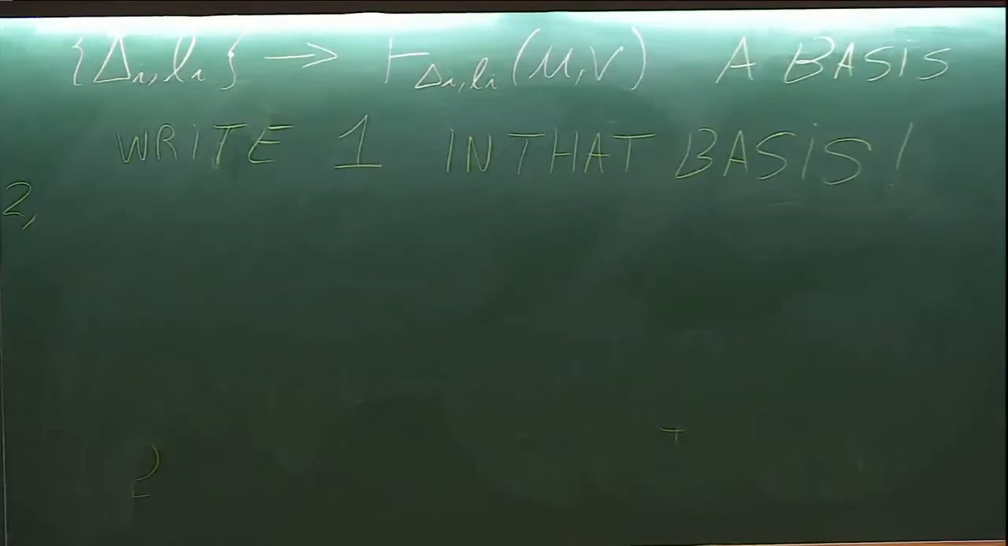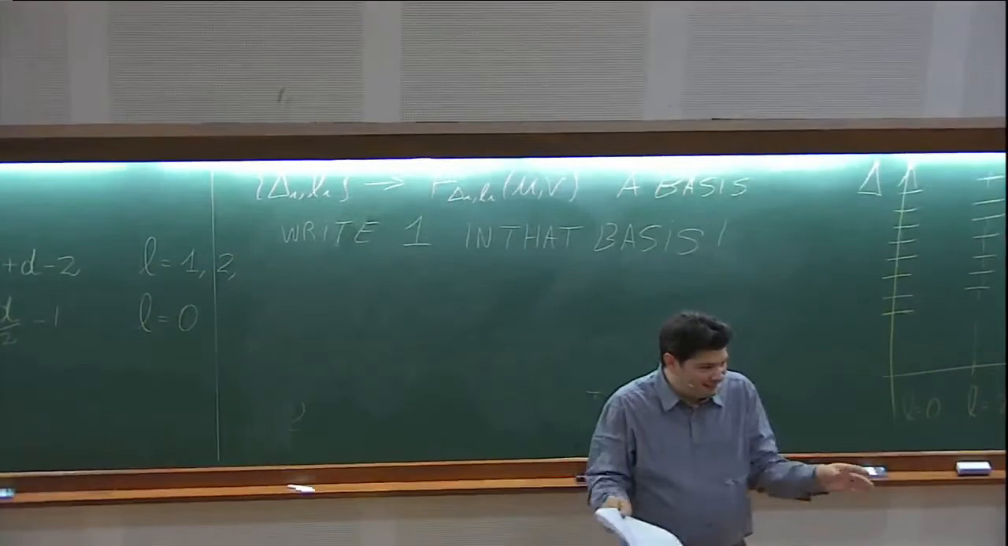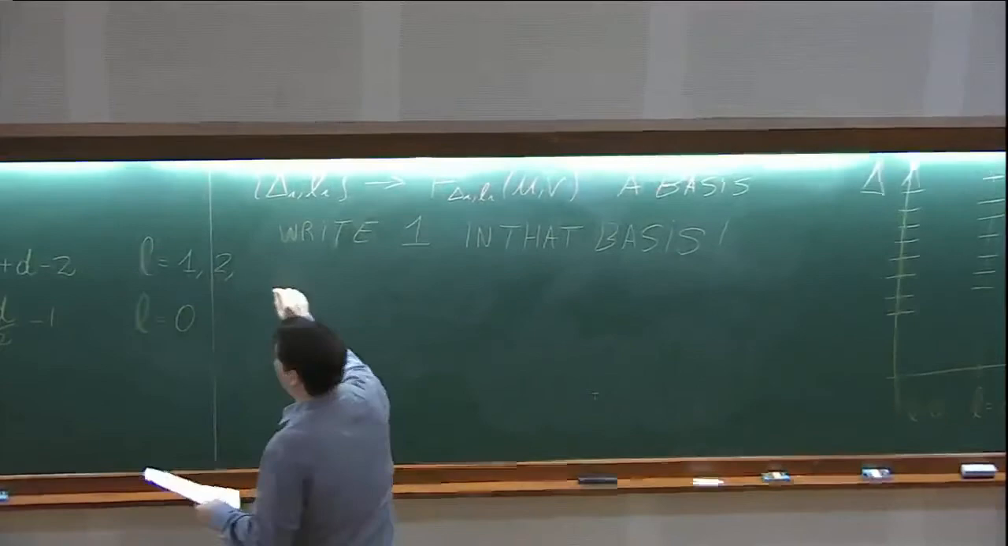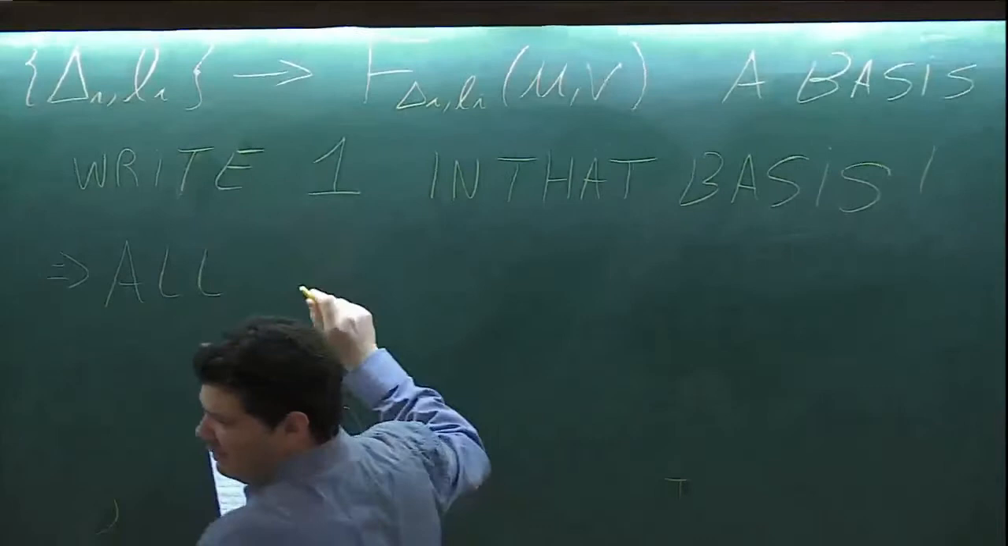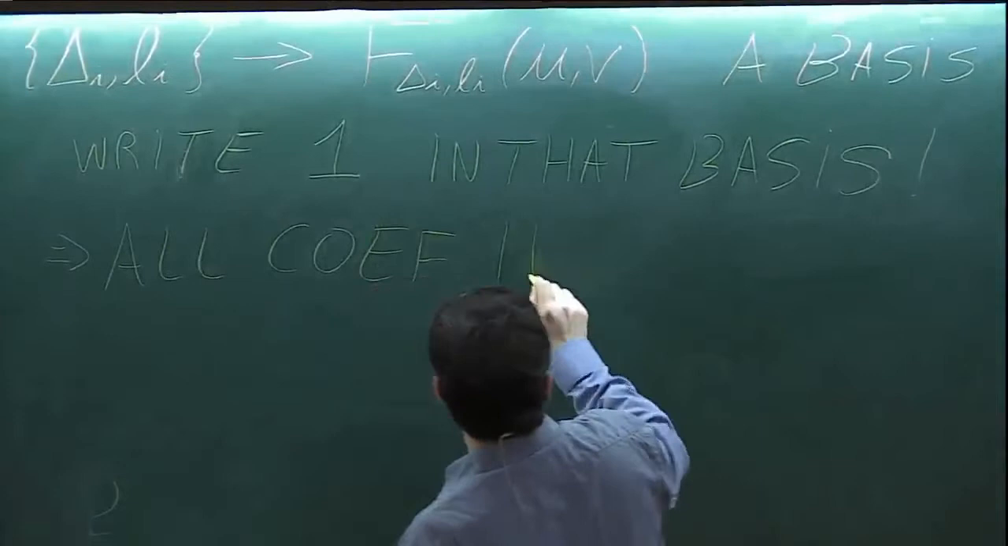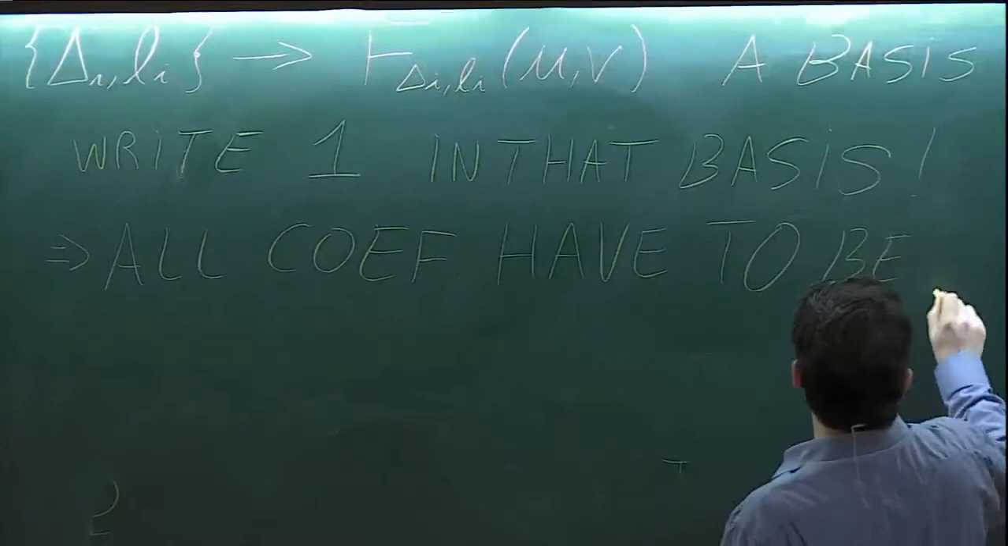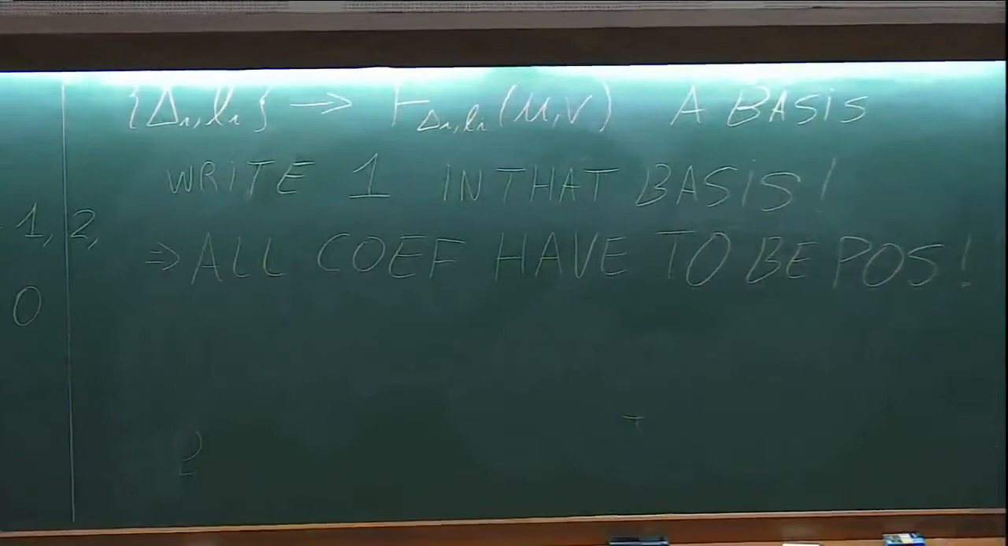Indeed, this is what we are doing here. If we think of these functions, f delta L, as a basis of functions for all functions in U and V, then we are writing one in that basis. What we need then is that all the coefficients in that linear combination have to be positive. If they are not, it means that the basis you have chosen is just not the correct basis. Is that okay?